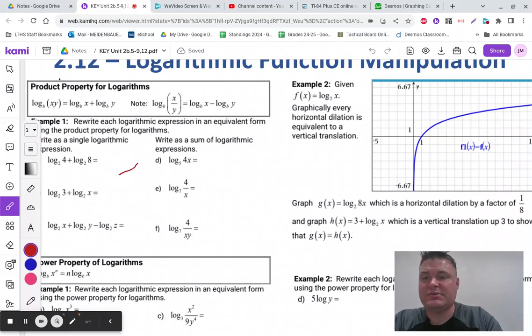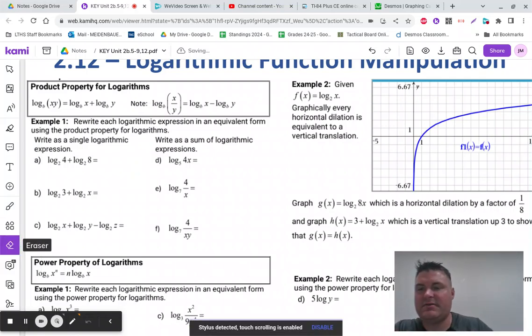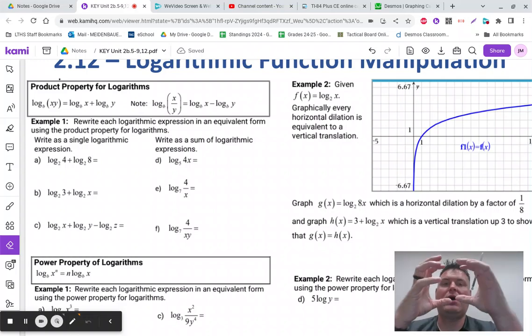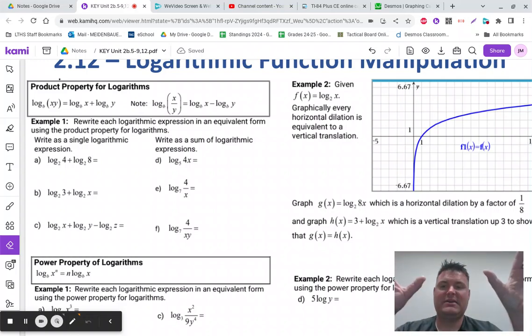So the first thing we're going to do here is rewrite each logarithmic expression in equivalent form using the product property. The product property is above. That's when you're multiplying two arguments inside of a log function, you actually add them and can separate them as separate logs. Make sure the base is consistent for both of those when you write it. And then the division one means we're subtracting.